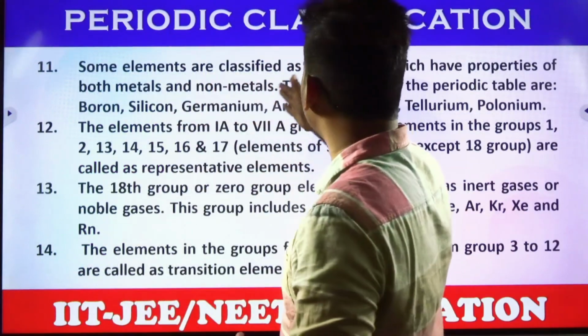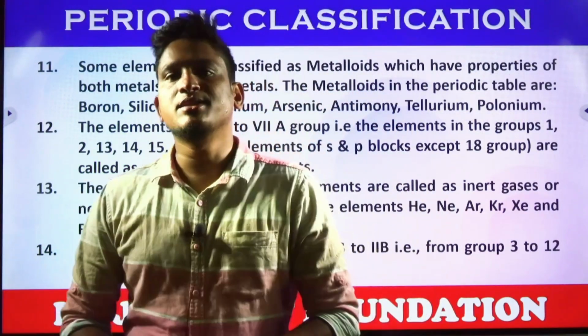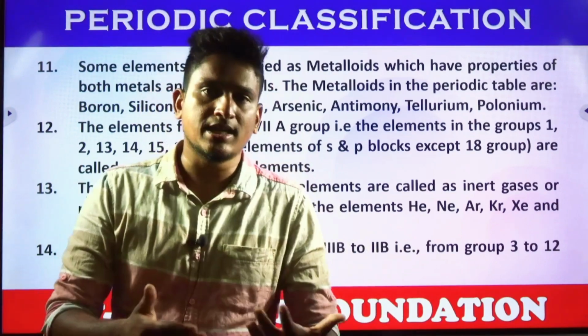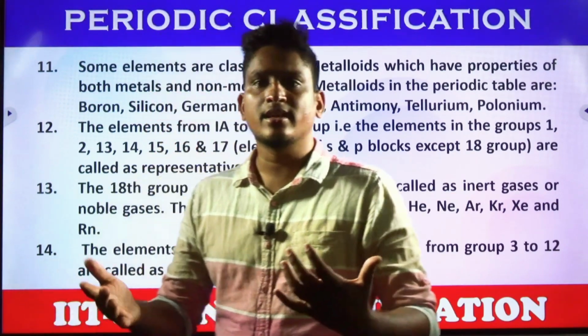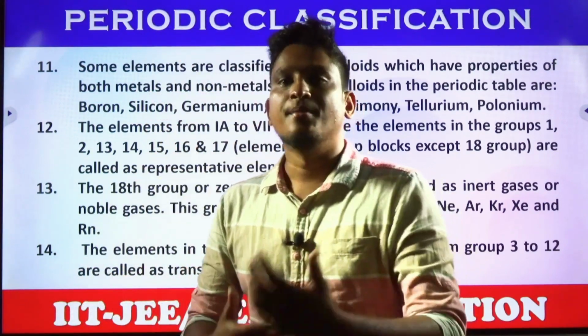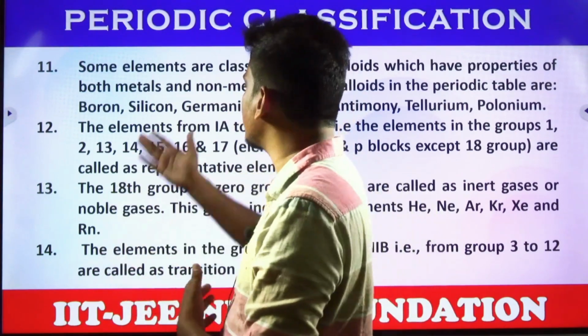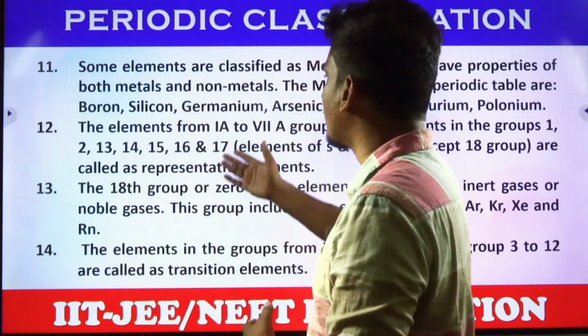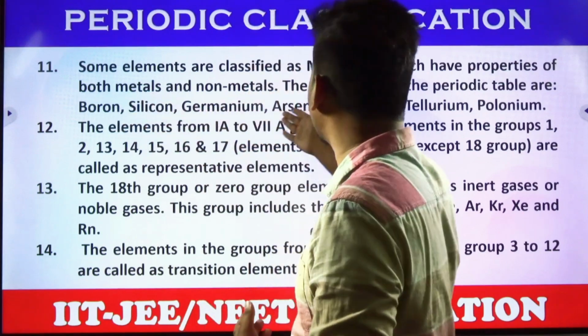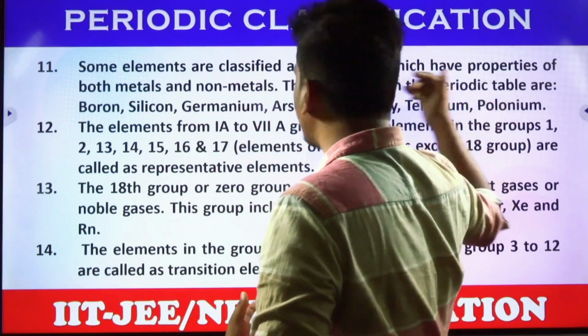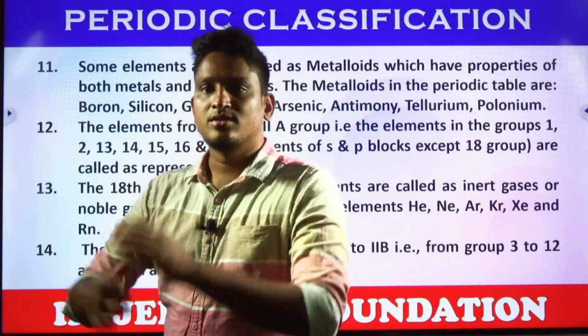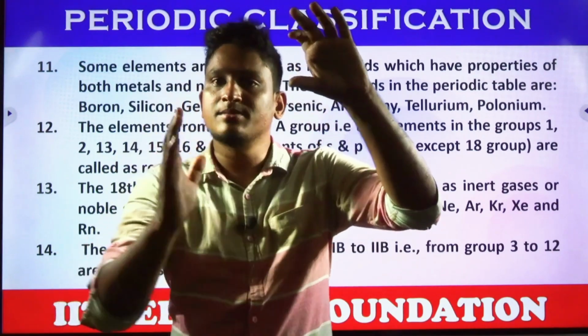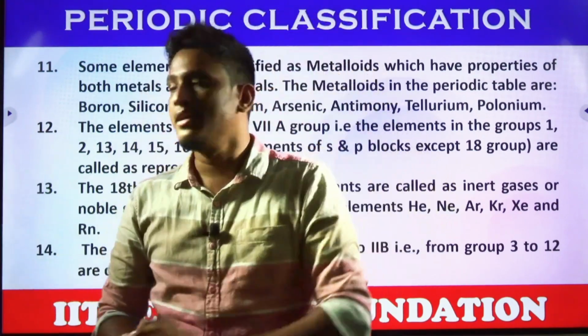Next, some elements are classified as metalloids. These are elements which have properties similar to both metals and non-metals, in the sense that they have both acidic behavior and basic behavior. These are called metalloids. For example, boron, silicon, germanium, arsenic, antimony, tellurium and polonium. Polonium is radioactive. This line of elements which separates metals and non-metals are called metalloids.